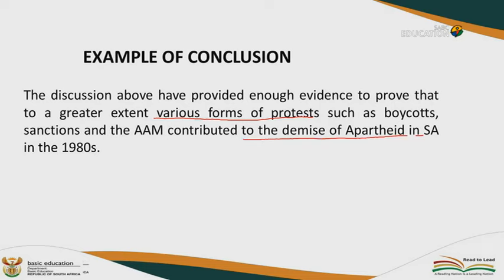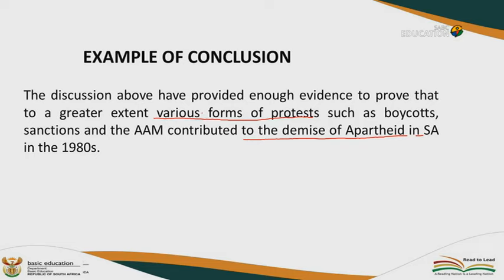Now, whenever you write a conclusion, always go back to your introduction. Your introduction wanted you to make mention of what? The various forms of protest. In conclusion, you also have to revert back to the various forms of anti-apartheid movement and give examples. You can also make an introduction to be the same with conclusion. If you say to a larger extent, or as I have explained, that to a larger extent, international forms of resistance, such as protest, boycotts, and sanctions, contributed to the fall of the apartheid government.